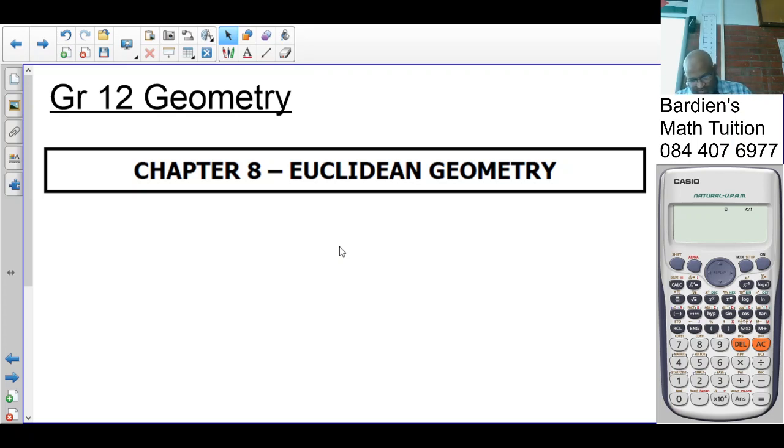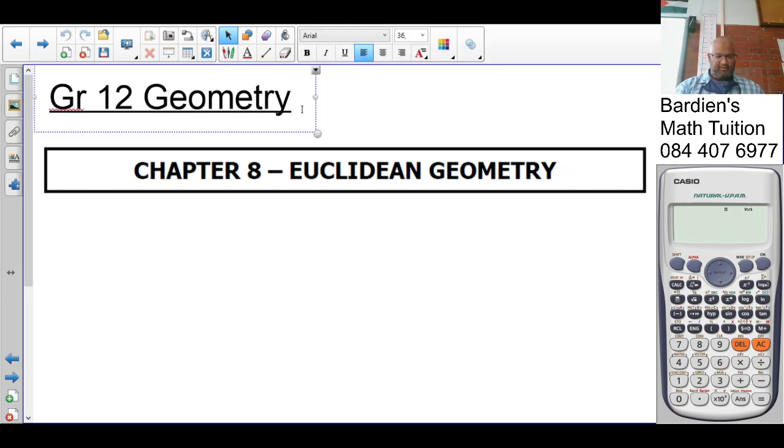And that was on page, sorry? What page is this on? Page 240. Geometry starts there somewhere. 242.